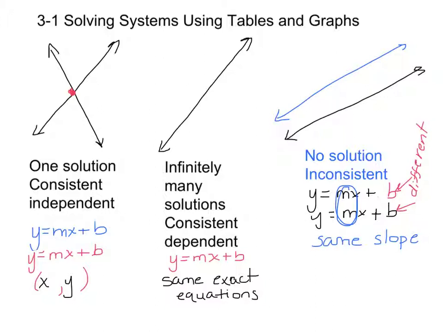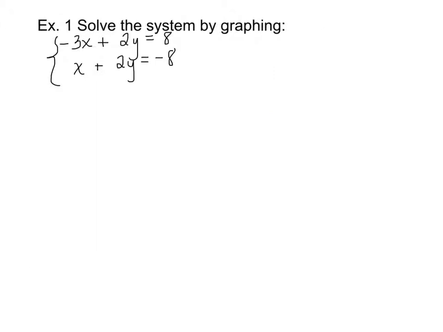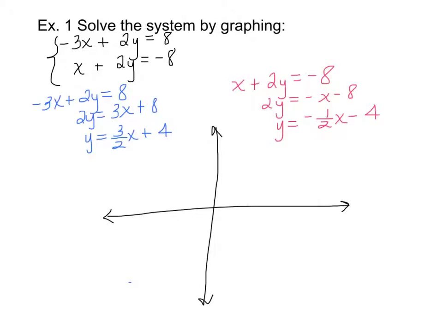And you want to make sure when you're graphing that you use graph paper because it's going to make it much easier to see where they're going to intersect, if they intersect. Okay, here's my system, and we're going to solve it by graphing. But the first thing we have to do is get both equations in slope-intercept form. So here are my two equations, both in slope-intercept form. And now I'm going to graph them.